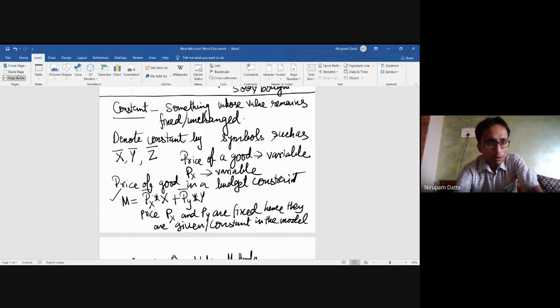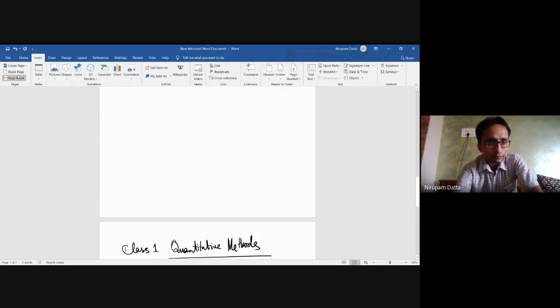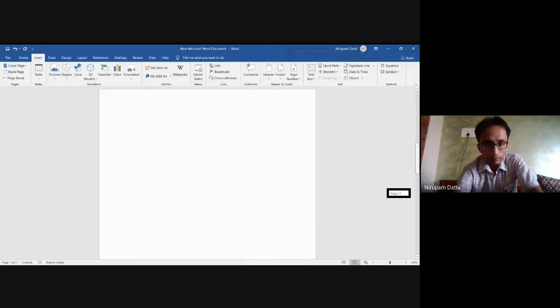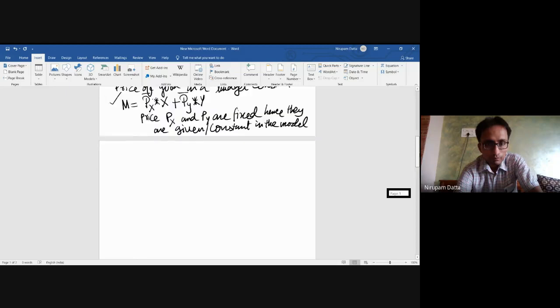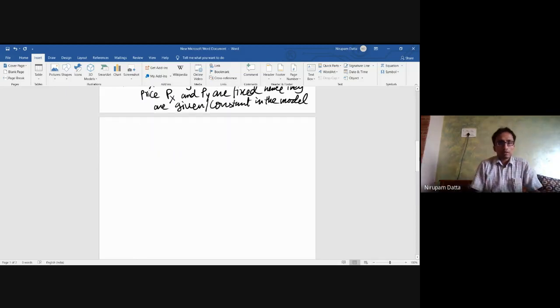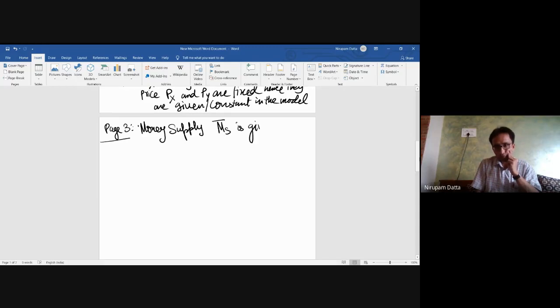Other examples of constants, which you can get in macroeconomics, is money supply. So money supply, let's say MS bar, is given or fixed.